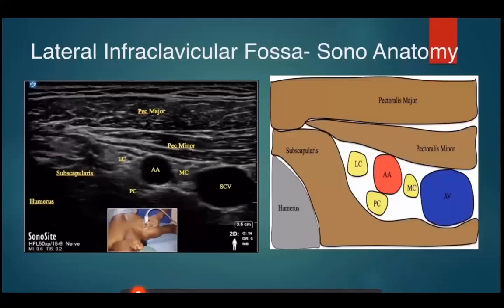As explained earlier, the uppermost structure is the pectoralis major muscle. Below it you can see the pectoralis minor muscle. Below it you can make out the axillary artery and the axillary vein, and the lateral cord, the posterior cord, and the medial cord, and you can see the subscapularis muscle. In this image it is very clear that the brachial plexus bunch lies surrounding the axillary artery, unlike the costoclavicular space.